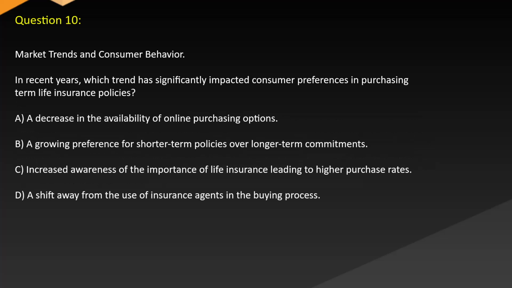Question 10. Market trends and consumer behavior. In recent years, which trend has significantly impacted consumer preferences in purchasing term life insurance policies? A. A decrease in the availability of online purchasing options. B. A growing preference for shorter-term policies over longer-term commitments. C. Increased awareness of the importance of life insurance leading to higher purchase rates. D. A shift away from the use of insurance agents in the buying process.